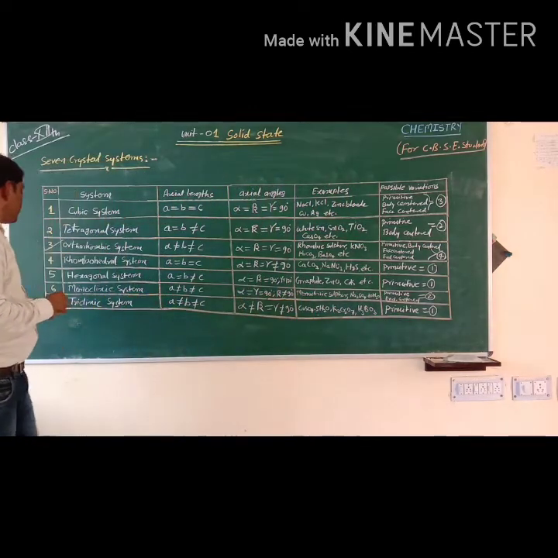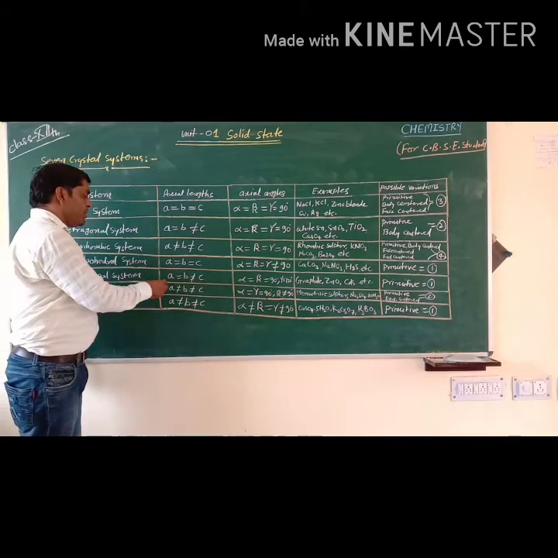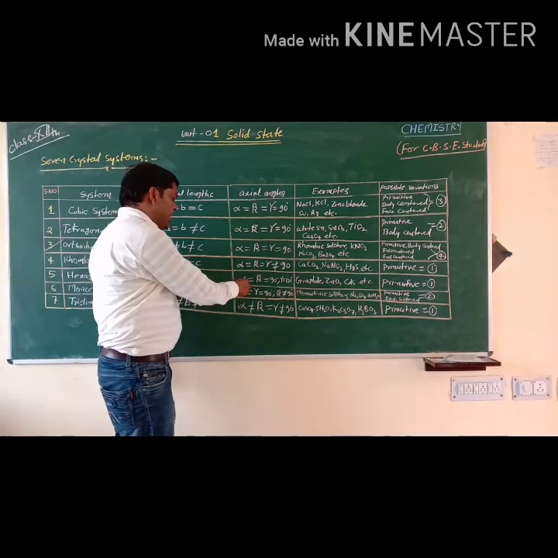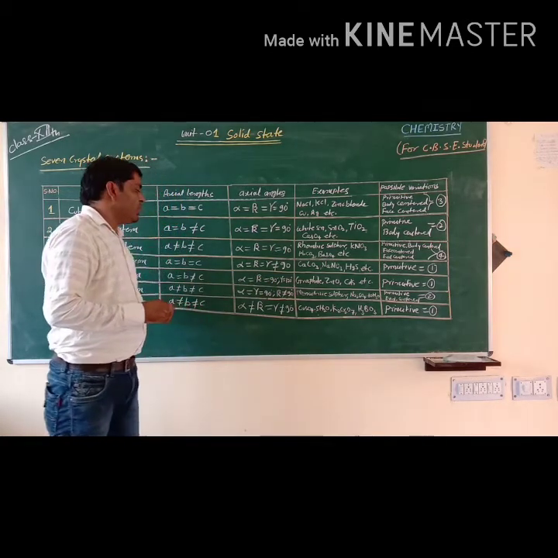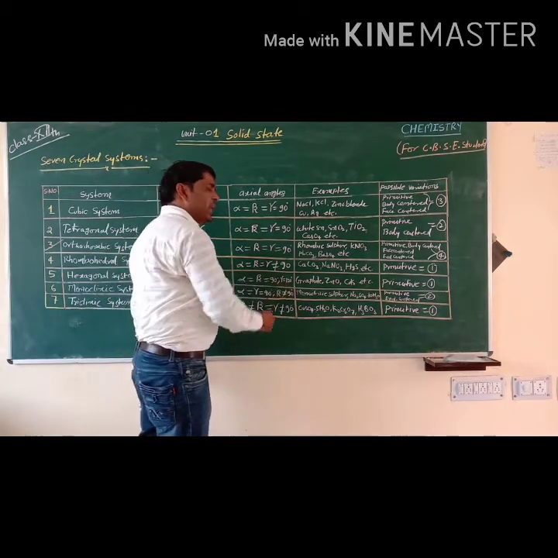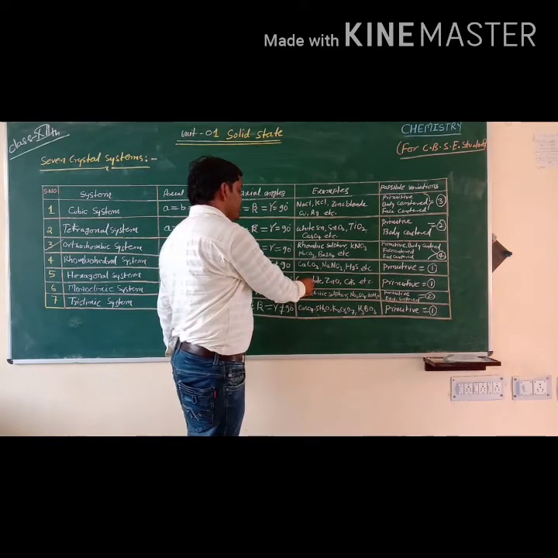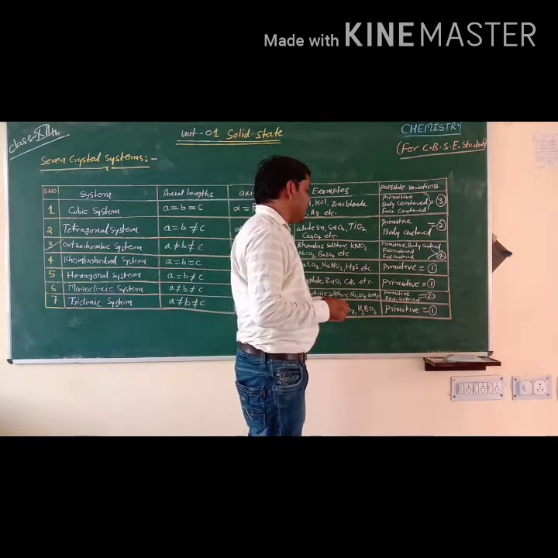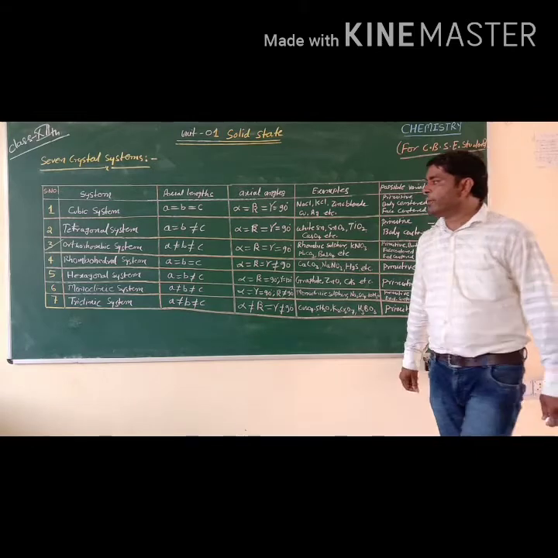Okay. Next, fifth number, hexagonal system. In this system, axial length A equal to B, B not equal to C, axial angles alpha equal to beta, equal to 90 degrees. It means alpha and beta angles are equal to 90 degrees, but the gamma angle is equal to 120 degrees. Examples of this system are graphite, zinc oxide, cadmium sulfide, etc. Possible variation is one: primitive unit cell.